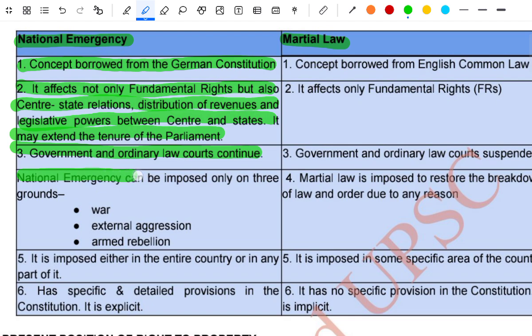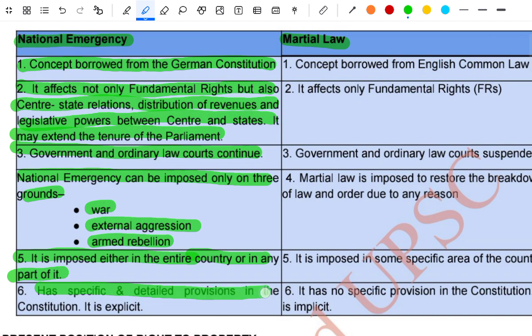The national emergency can be imposed only on three grounds: war, external aggression, and armed rebellion. It is imposed either in the entire country or in any part of it. It has a specific detailed provision in the constitution. It is explicit.